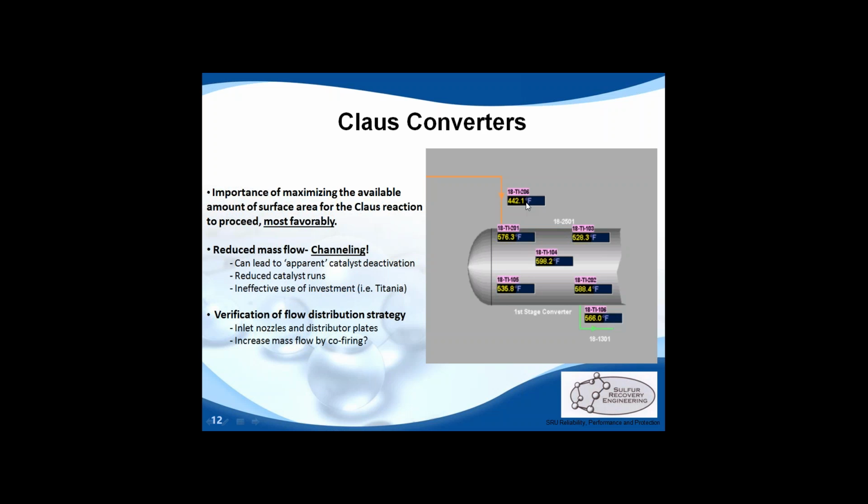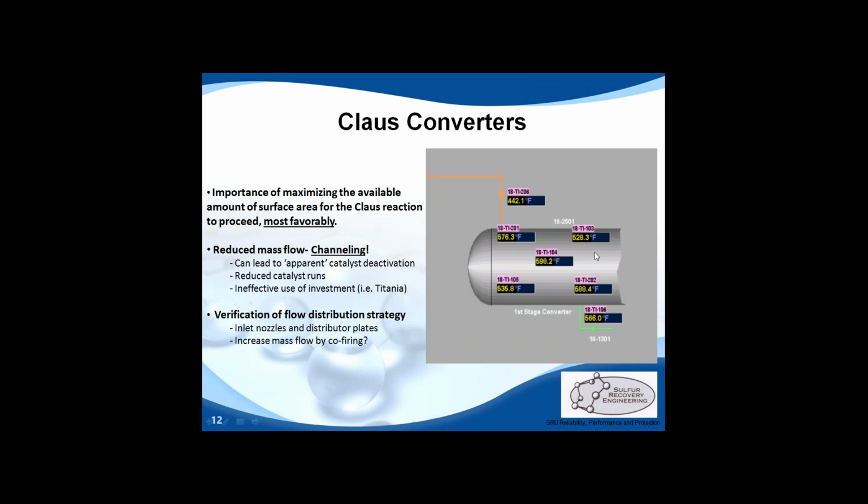We have a series of thermocouples for temperature measurements at different levels or depths in our bed. We're coming in at 442. Our top level were 576 and 528. We have an increase in temperature because another product in the Claus reaction is heat. The reaction itself is exothermic. Thus, if we have reaction occurring, we will also be generating heat or temperature.